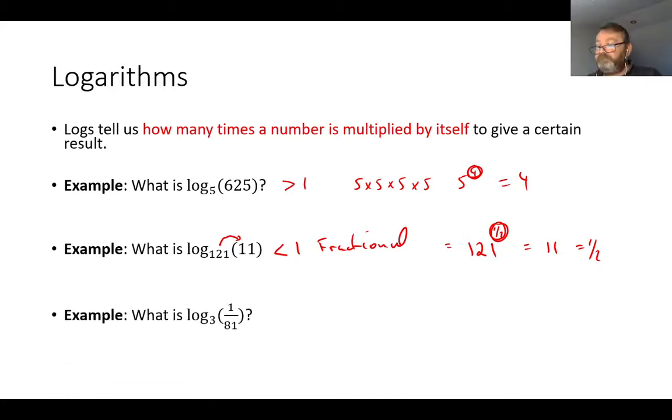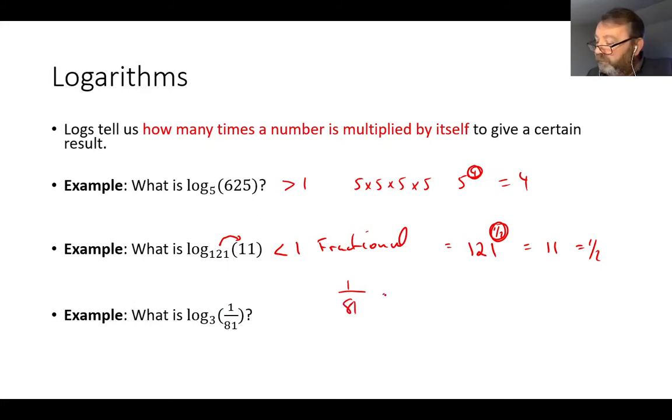Next one. What happens if you're getting the log of a fraction? Now here's where we've got to fall back on something that we already know. 1 over 81. I want you to think about 1 over 81. That is 1 over, what's 81? Can I rewrite 81 in terms of the power of 3, or in terms of base 3? So log to the base 3 of 1 over 81.